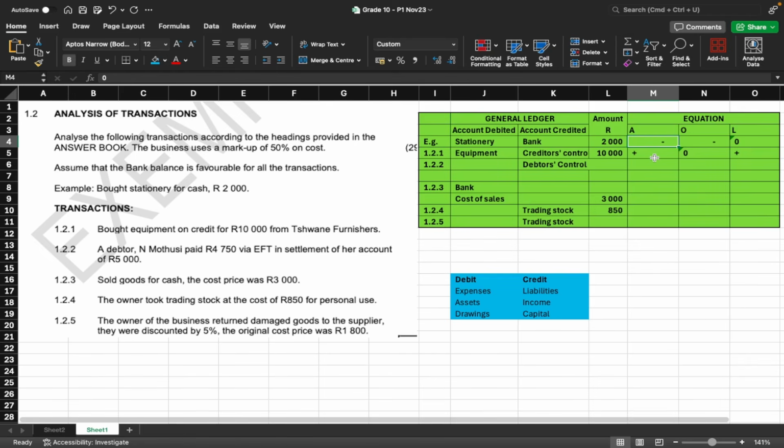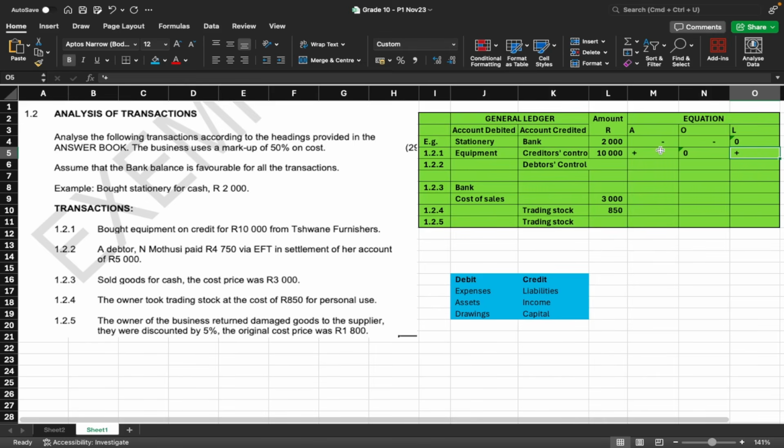For the second one, we've got equipment plus 10,000 Rand under assets. If I add together owner's equity and liabilities, owner's equity is 0 and my liabilities is plus 10,000 Rand, so it still balances. You want to be doing that check with every transaction: does my asset still equal my owner's equity plus liabilities? If the answer is no, then you know you've done something wrong somewhere.